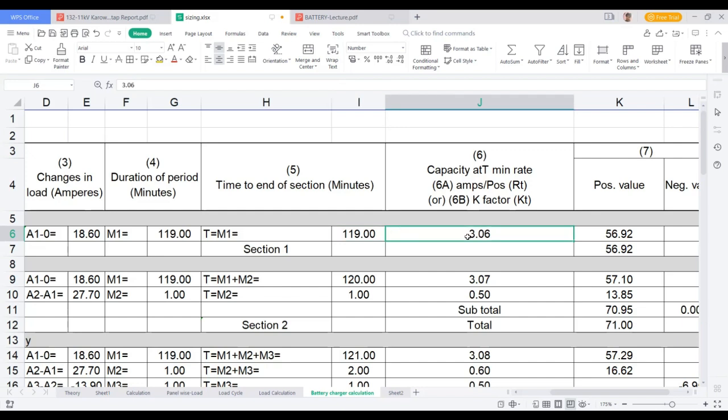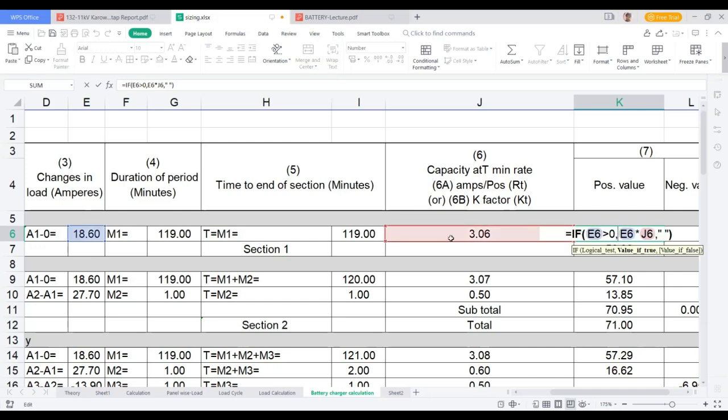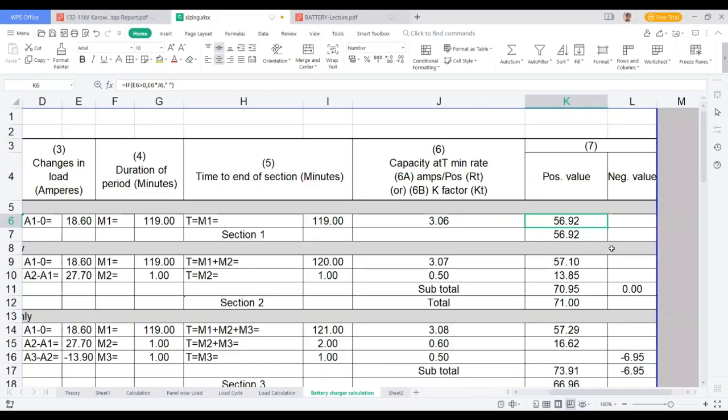Now I am multiplying this 3.06 factor by 18.6. So now you get 56. I can say that up to this step, I can conclude that I require a battery size of 56 Ah.